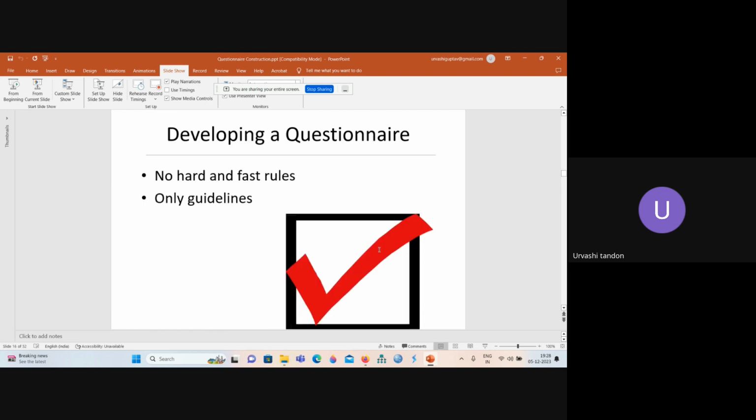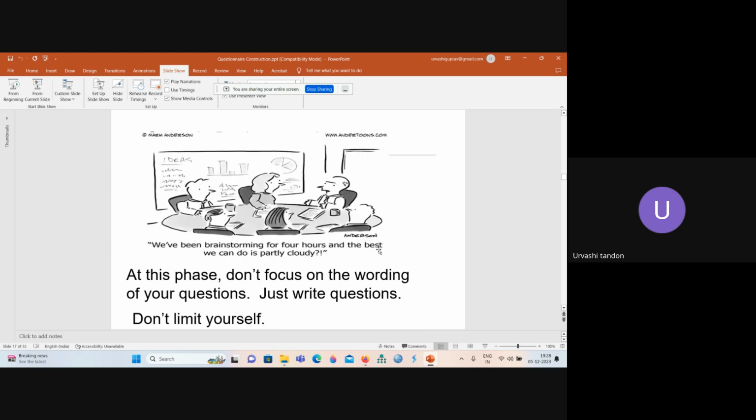There are no hard and fast rules for developing a questionnaire. Only guidelines are there which we need to follow. So in this stage, whenever you are writing the questionnaire, don't focus on the wording of your questions. Just write questions and don't limit yourself.